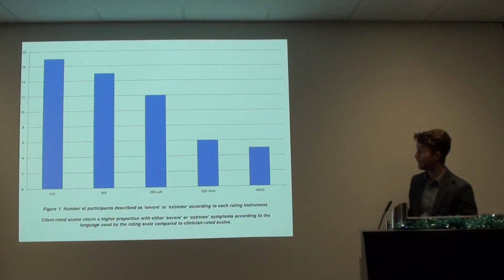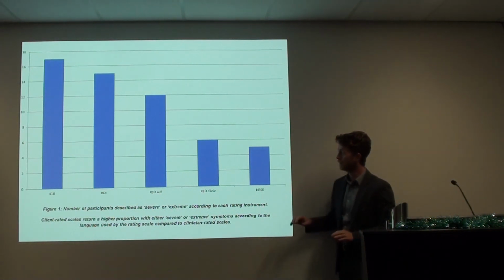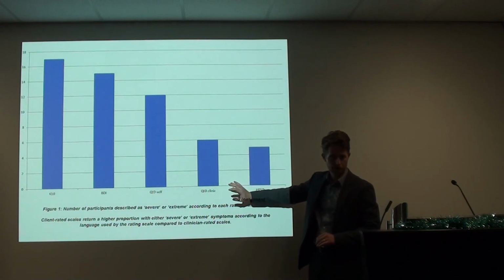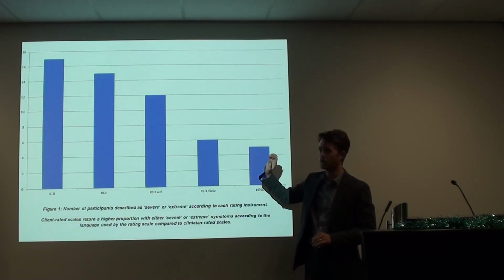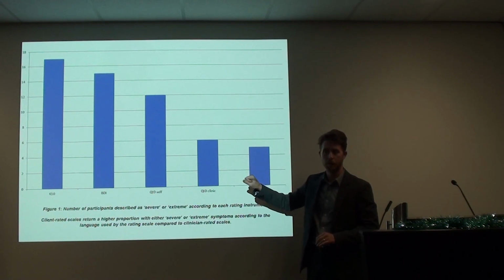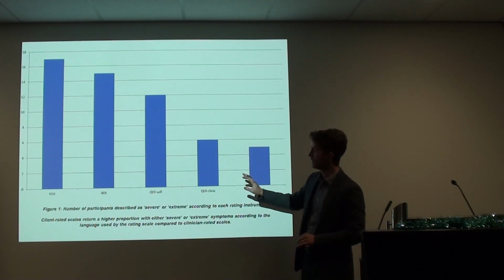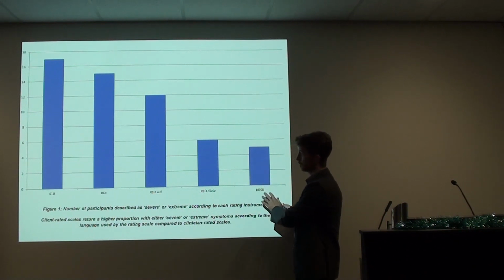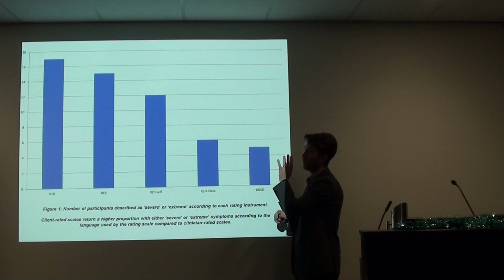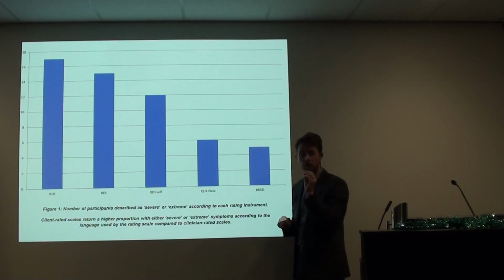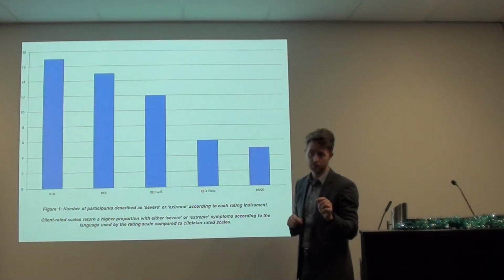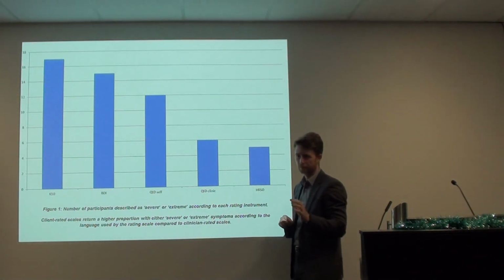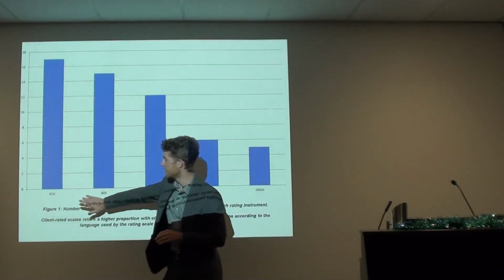So what we're looking at here is each one of these scales actually has a different number of rating categories. Some of them have 6, a couple 5, and one of them 4. So instead of splitting them up according to that, what you're looking at is the number of ratings that came back that used the word severe or extreme in describing the mental health problem that the person had. Yeah? And so out here on the left is the K10.